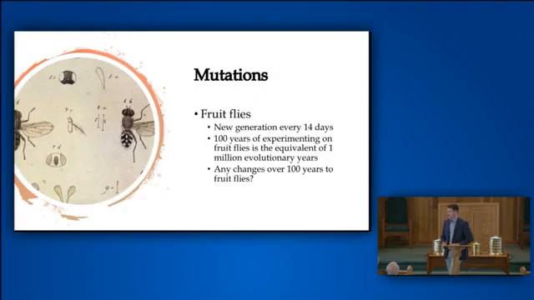So one of the best examples of mutation is in fruit flies. The reason scientists have been using fruit flies is you can get a new generation every 14 days. And the idea is if we run tests and mutate fruit flies and selectively breed them and run radiation experiments and chemical experiments on them, we can see changes over time very quickly. So over about the 100 years we've been experimenting with fruit flies, we have the equivalent of about 1 million years of evolutionary change. And fruit flies look the same as they did 100 years ago.